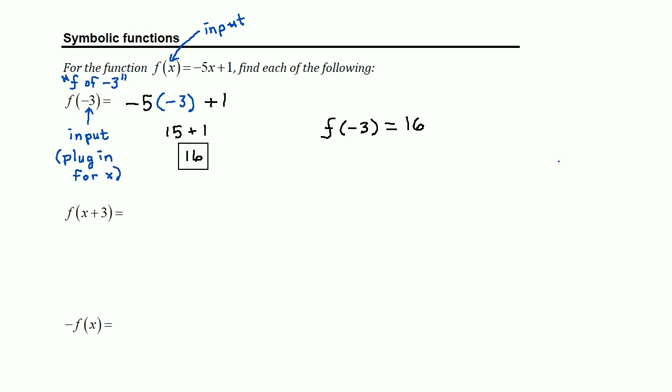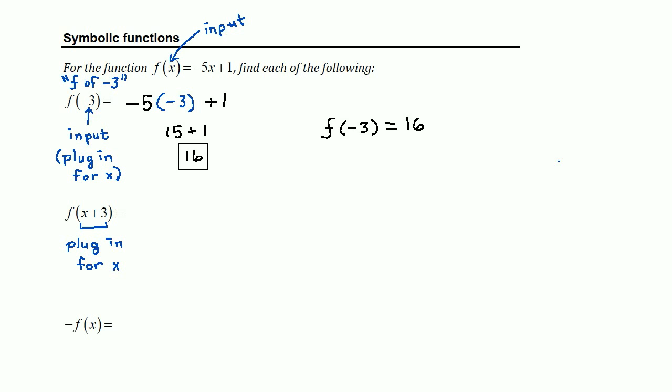Looking at the next example, f of x plus 3, it's no longer as clear what is meant by this input and what is meant by the output, but we're still going to follow the same basic format and take this whole expression and plug it in for x. So whatever shows up as my input gets plugged in for the input variable, which in this case is x.